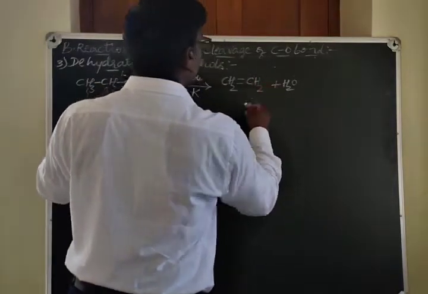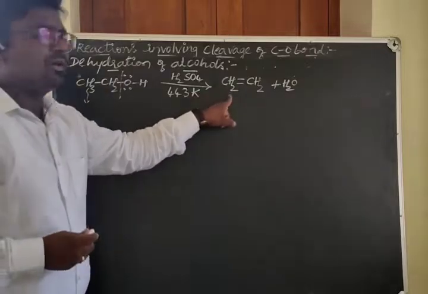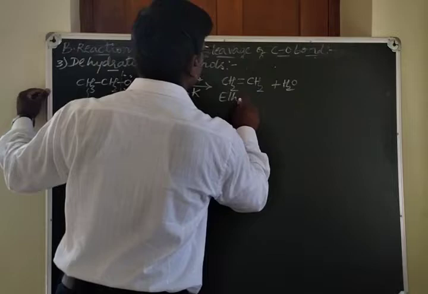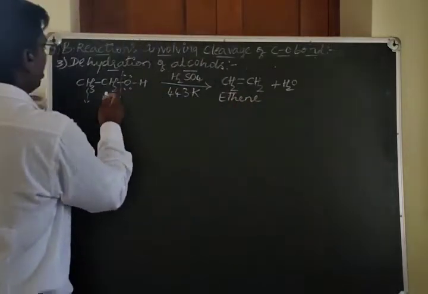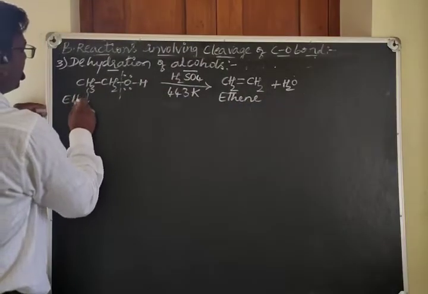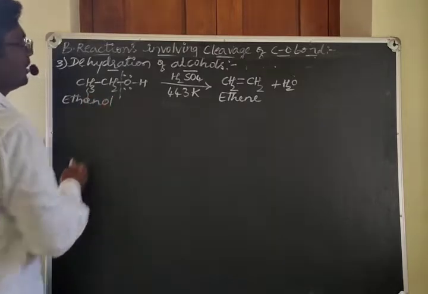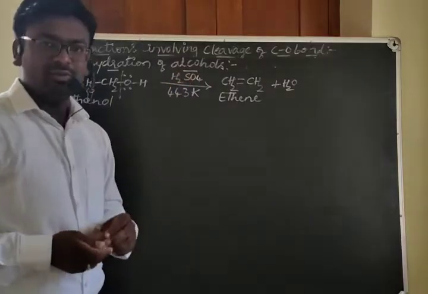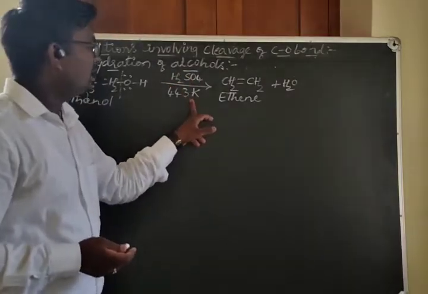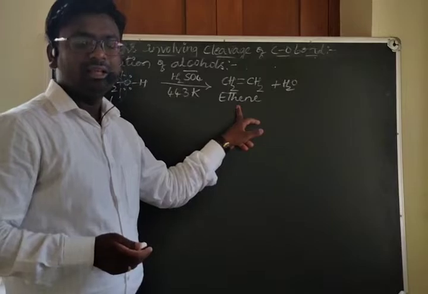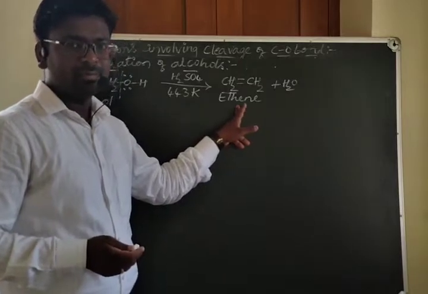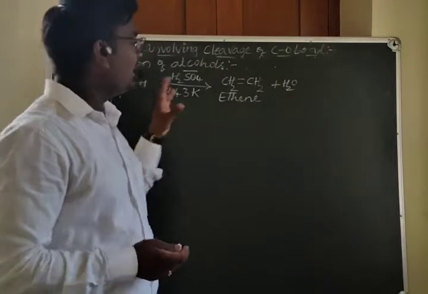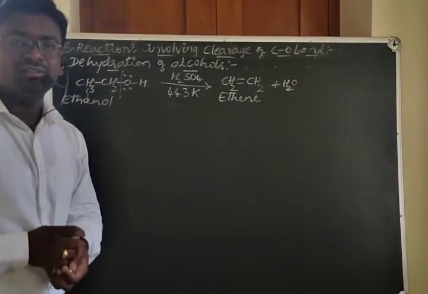Now, what is this molecule? An alkene. Particularly, it is called ethene. And what is this? This is the ethanol molecule. It means when alcohols are treated with sulfuric acid at 443 Kelvin, they give the alkene. And you can see the byproduct water. This reaction is called dehydration of alcohols.